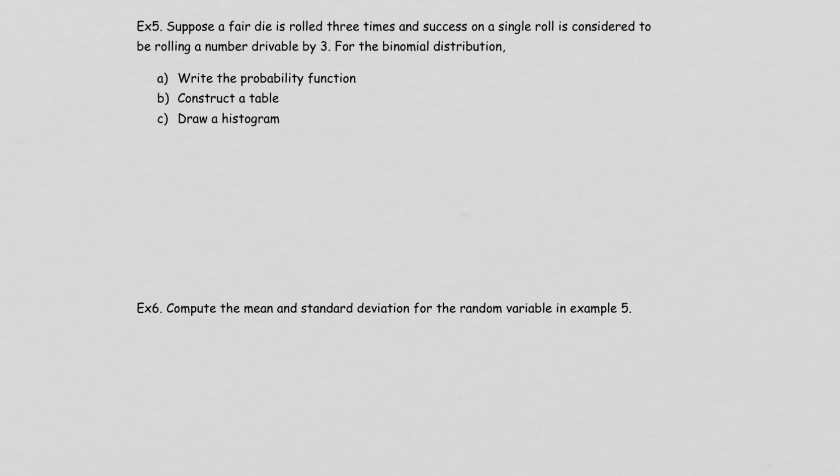So let's start writing down the information. n is equal to 3. You have a fair die, so 1 through 6. But out of 1 through 6, success is going to be getting a number that's divisible by 3. So it will be either 3 or 6, right? It means your probability of getting 3 or 6 is 2 out of 6 numbers. So that gives you 1/3. It means your failure is going to be 1 minus 1/3, which is 2/3.